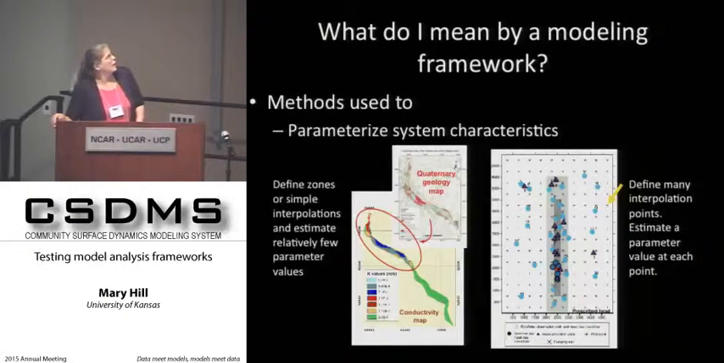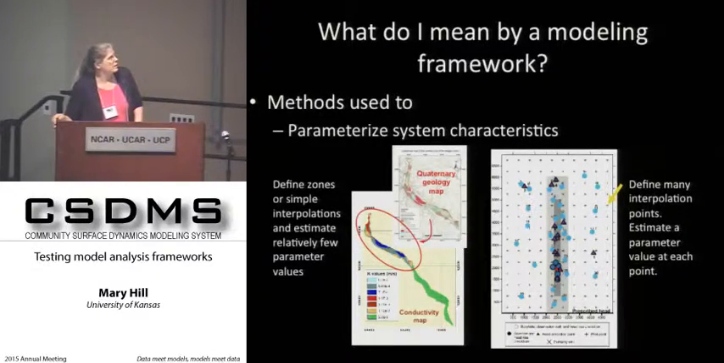One of the things we look at in a framework is how we are going to parameterize the model. I work primarily in groundwater models, so a lot of what I worry about is how I am going to represent a 3-dimensional spatial quantity, which for me is hydraulic conductivity. And these are kind of the endpoints of ideas about how this can be done. One is geologically based, where I define zones or simple interpolations and estimate a relatively few number of parameters because I'm using the geology to constrain the spatial distributions that I'm going to consider.